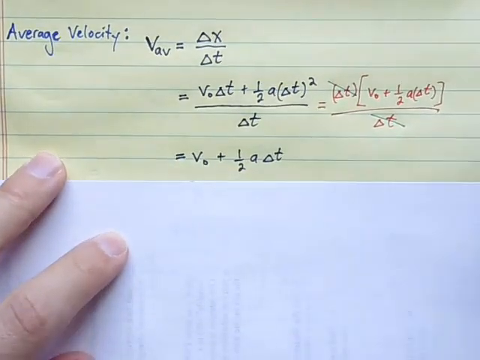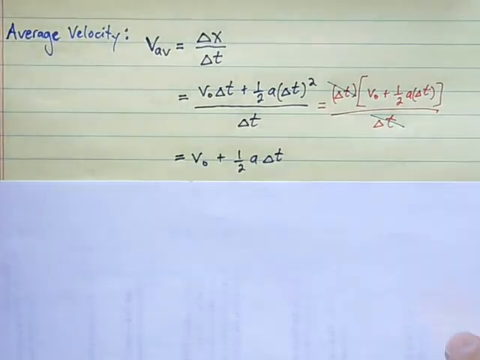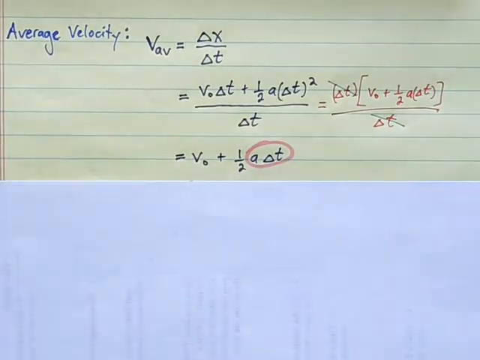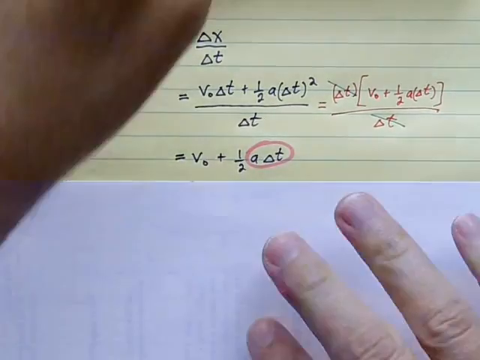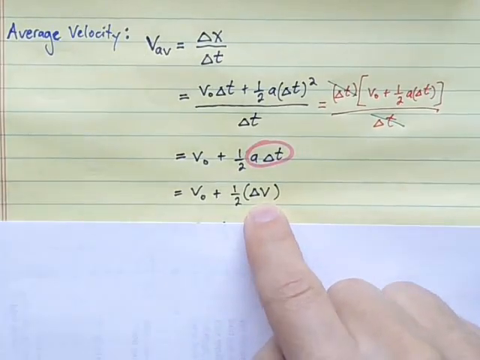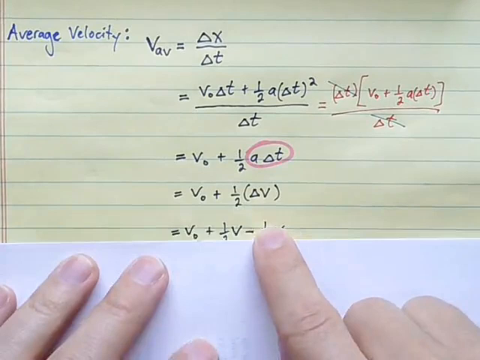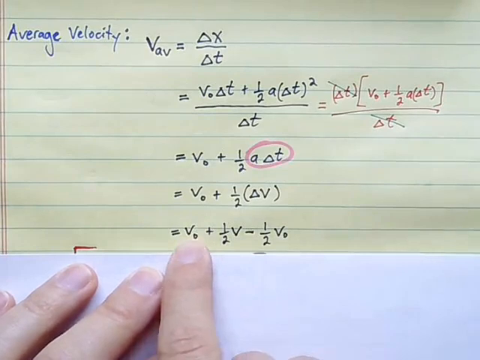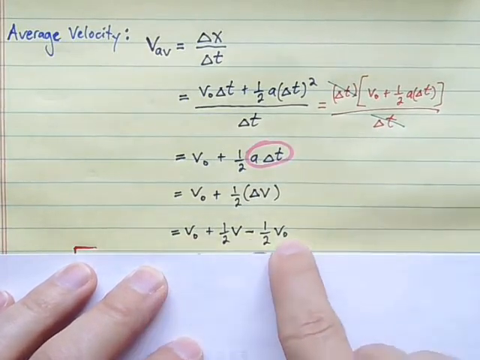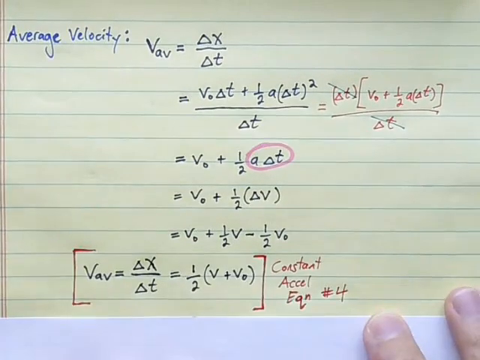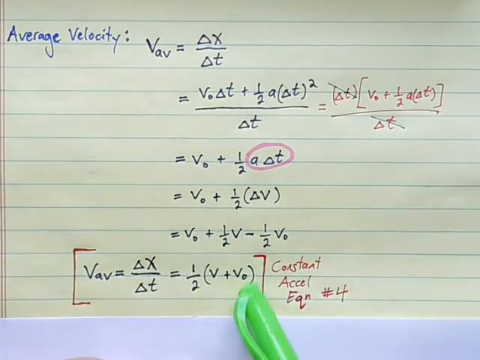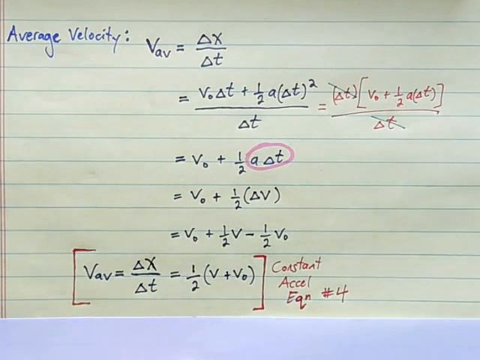And at this point, I'm going to plug in the first constant acceleration equation. And for this a delta t, I'm going to plug in delta v. That's the first equation. So delta v there. Delta v meaning v final minus v initial. So v naught plus 1/2 v final minus 1/2 v initial. V initial minus 1/2 v initial gives us 1/2 v initial, so that gives us this. This simplifies down to half of v final plus v initial, or the mean of the initial and final velocities.